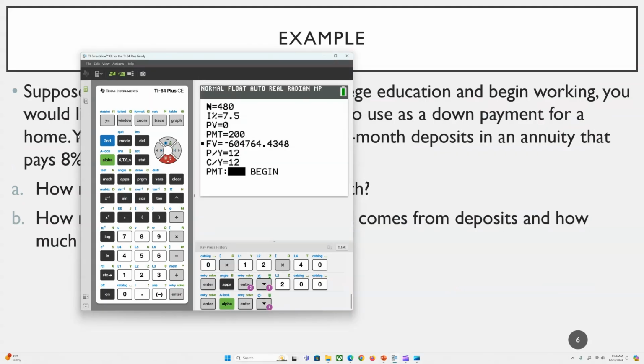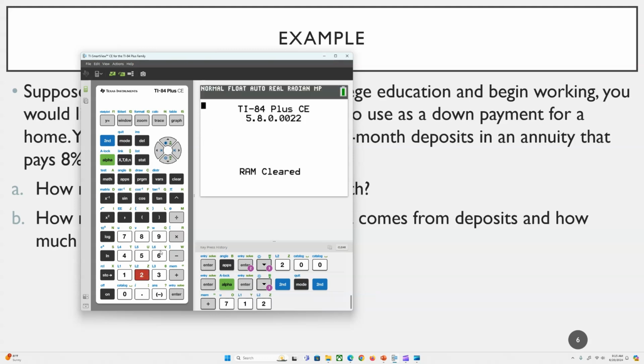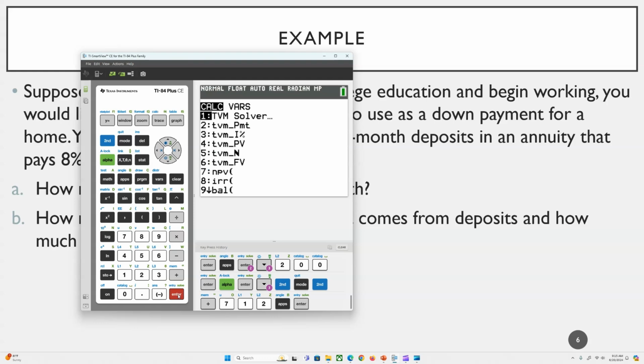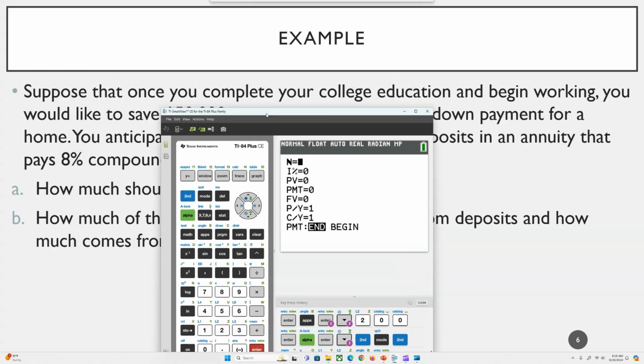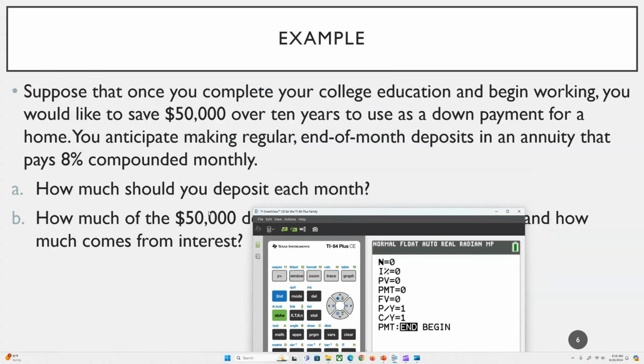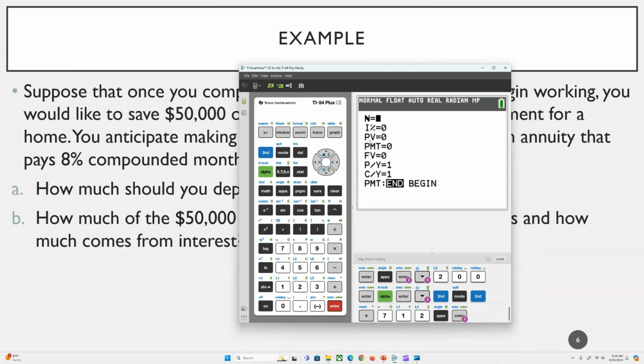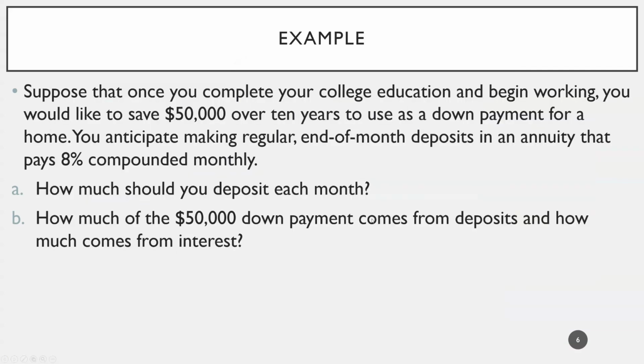All right, well, let me clear out my calculator here. And I'm going to go back to the TVM solver. So the first thing you got to figure out is, what is it asking you? It's asking you how much you should deposit each month. So it's asking you to solve for PMT. You got to recognize that immediately.